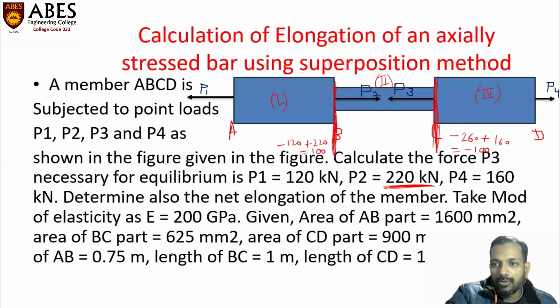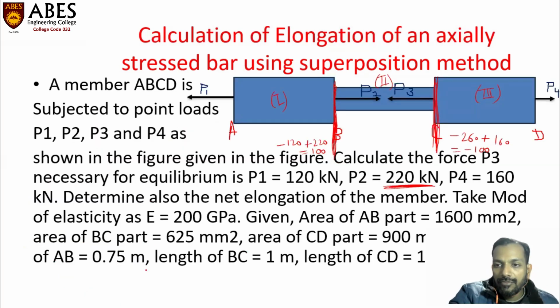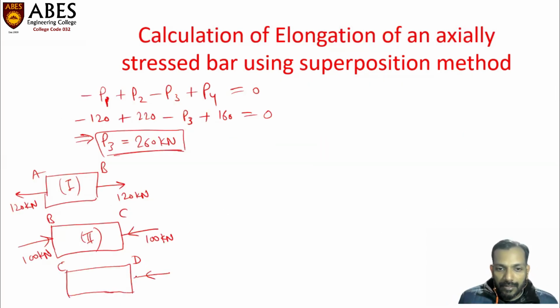Let's see what is the total amount of force on the third portion, CD. On the right hand side of this portion, the force which is acting is P4. The value is 160 kilonewton. So obviously, on the other end of this third portion, there must be an equal and opposite force of 160 kilonewton for individual balancing.